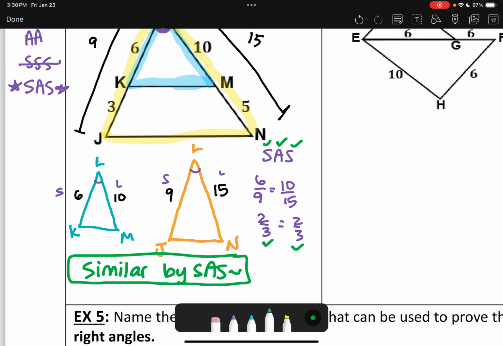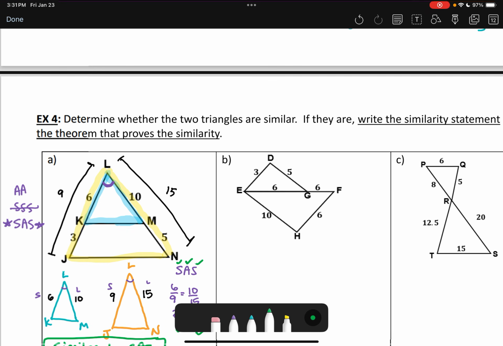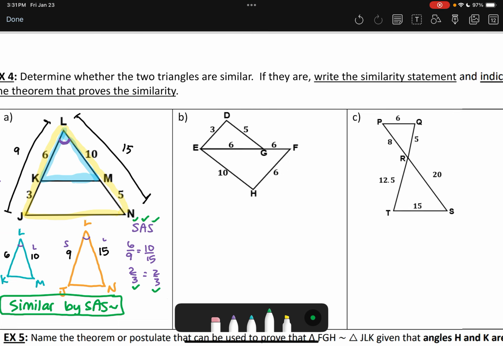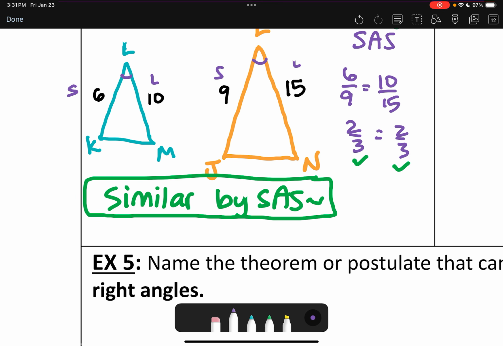So going back and rereading the directions here, they wanted you to write the similarity statement and indicate the theorem that proves the similarity. So we indicated the theorem that proves the similarity. The theorem is SAS. That's what I have boxed there in green. But what remains to do is to write the similarity statement. So our similarity statement here that we can write, I'm going to say triangle KLM would be similar to triangle, in this case, let me draw my large there, the orange one, we would name this as JLN. So there's our similarity statement.